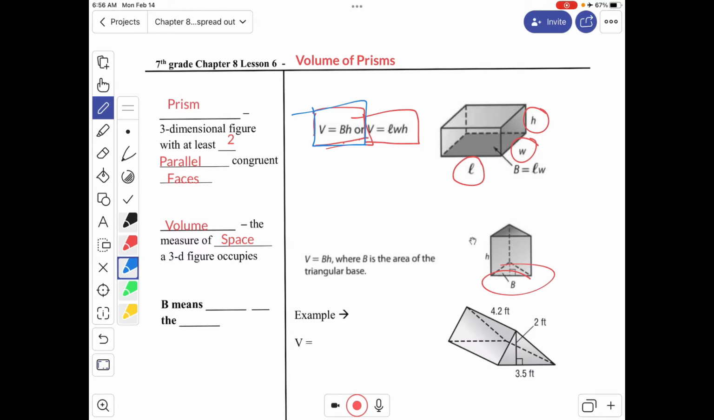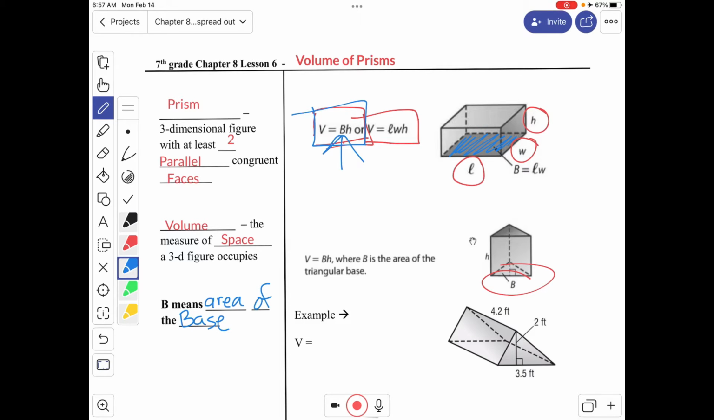Area of the base times the height. Then it has to be a capital letter. So capital letter B means area of the base. So anytime in math that you see a capital letter, that means you're going to plug in a different formula. So every time for volume, we have to look at the shape of the base and plug in the formula for the shape of the base.